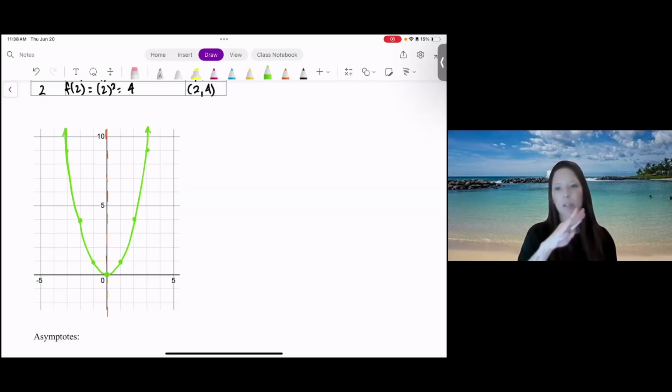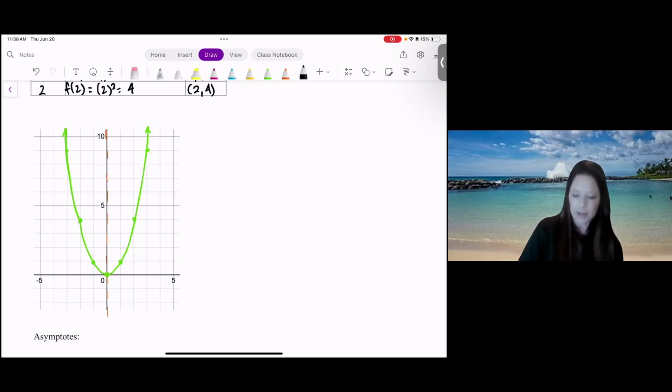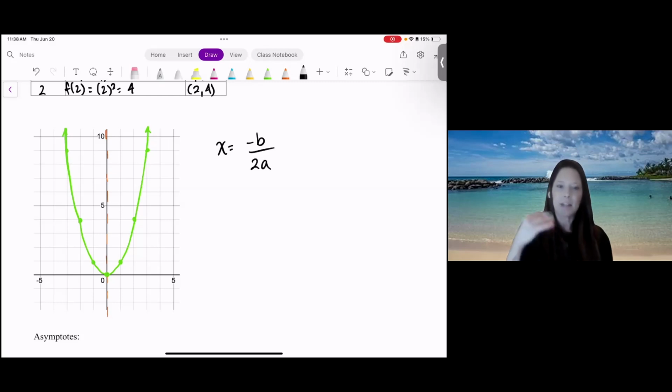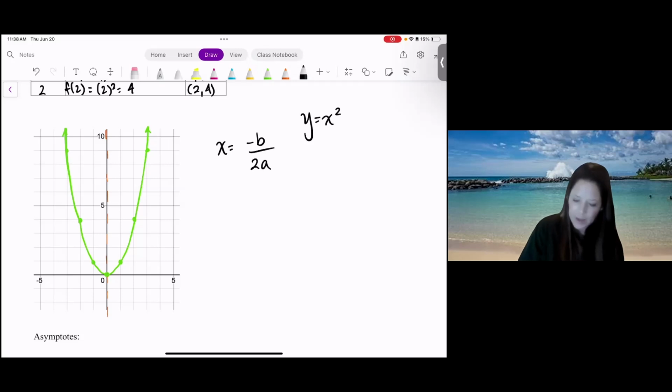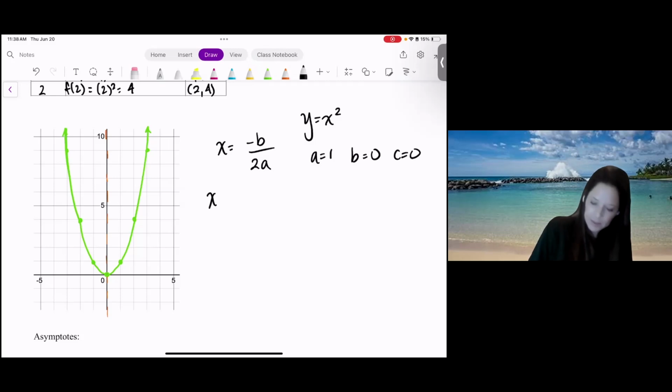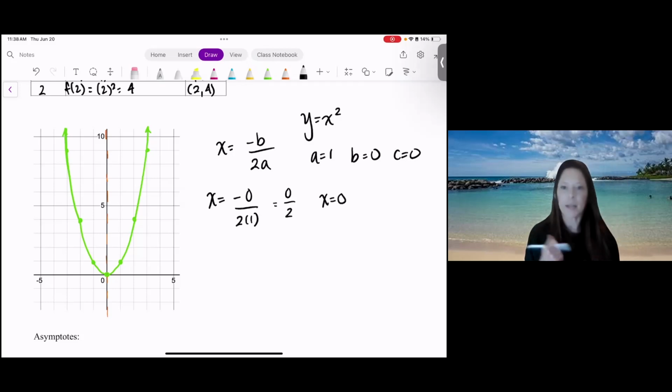But what I want you to notice is I mentioned the axis of symmetry. You can calculate the axis of symmetry by taking x equal to the opposite of the b value over 2 times a. If I take the negative b over 2 times the leading coefficient a, that's going to give me the x value of where my axis of symmetry is. For my parent function here, a was 1 and b was 0, and c was also 0. That means I would take negative 0 over 2 times 1, which is 0 over 2. x equals 0 was then my axis of symmetry.